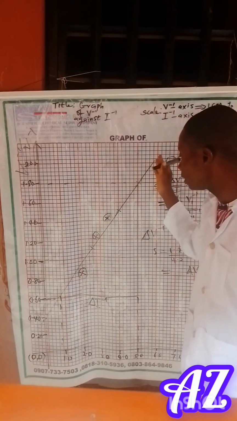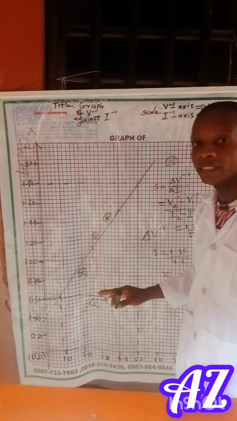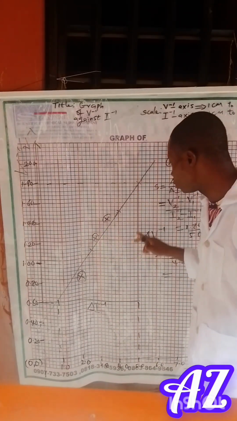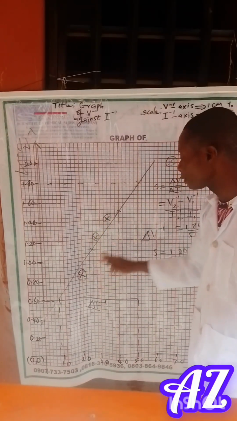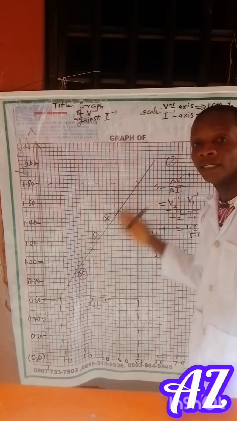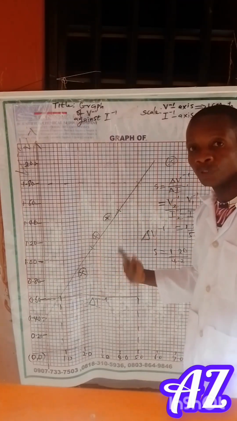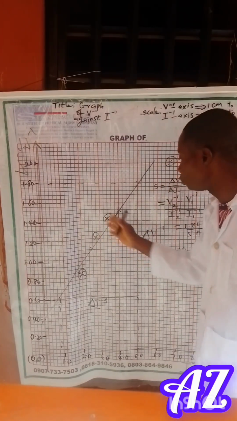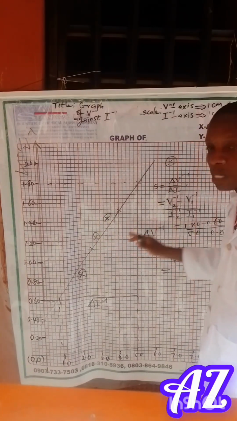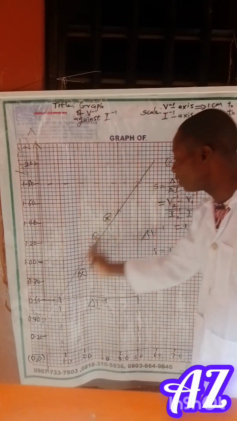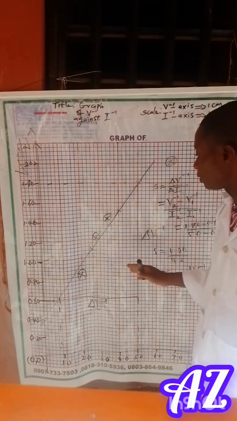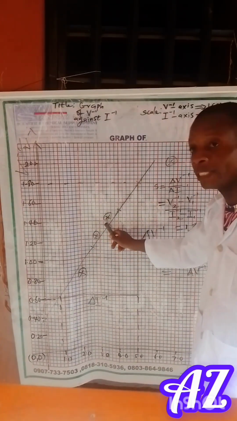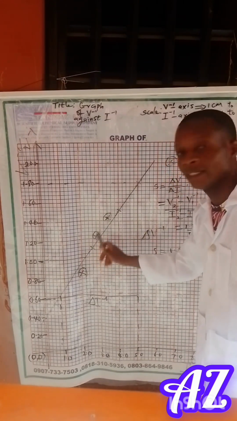You can see that this line is a typical line of best fit. How do you know? You see the points that fall out of the line are equally distributed. If they are odd, one may be here, 2 may be here. Here we have 2, 2. So the points that fall out are equally distributed. This is a very good line of best fit.